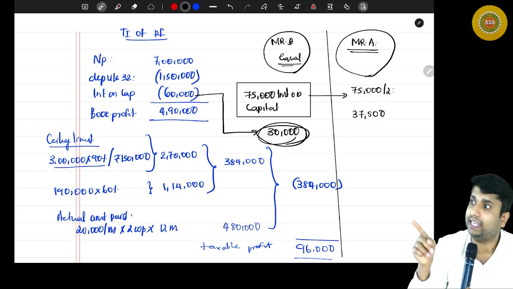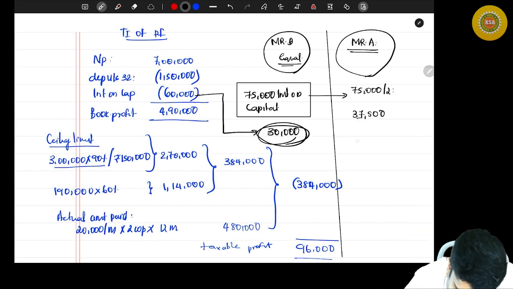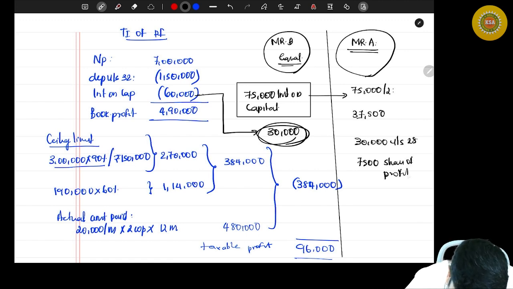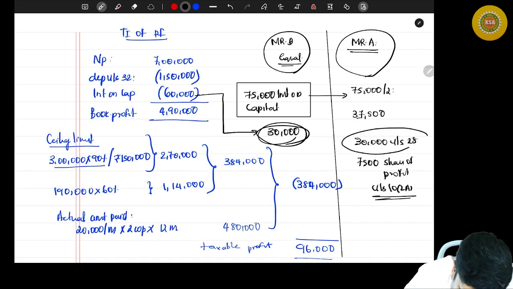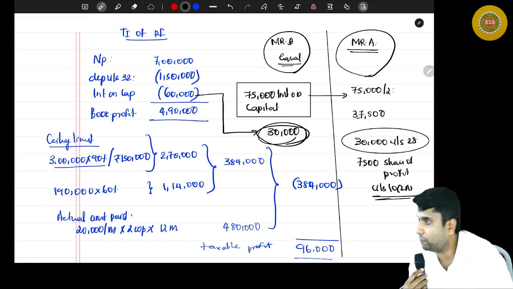One partner 30, other partner 30. Yes or no? So out of this 37,500, only 30,000 shall be taxable in the hands of Mr. A under section 28. The remaining 7,500 will be treated as what? Share of profit, under section 10(2)(a), which is fully exempted. So out of interest, only 30,000 will be taxable in the hands of Mr. A. Are you with me?